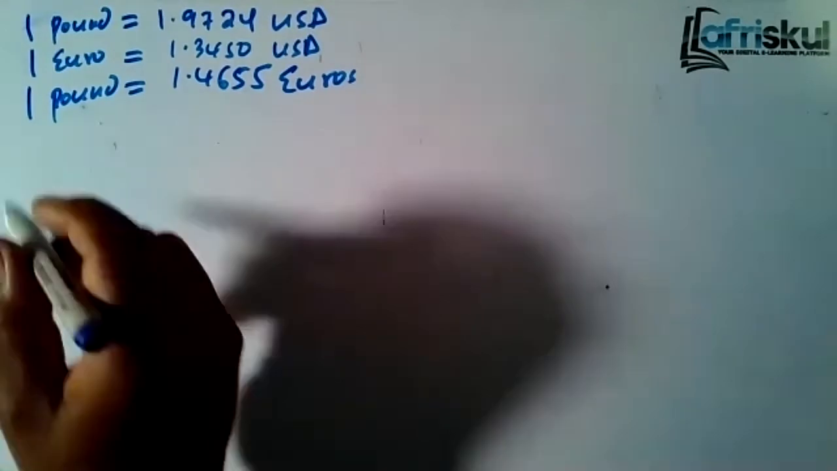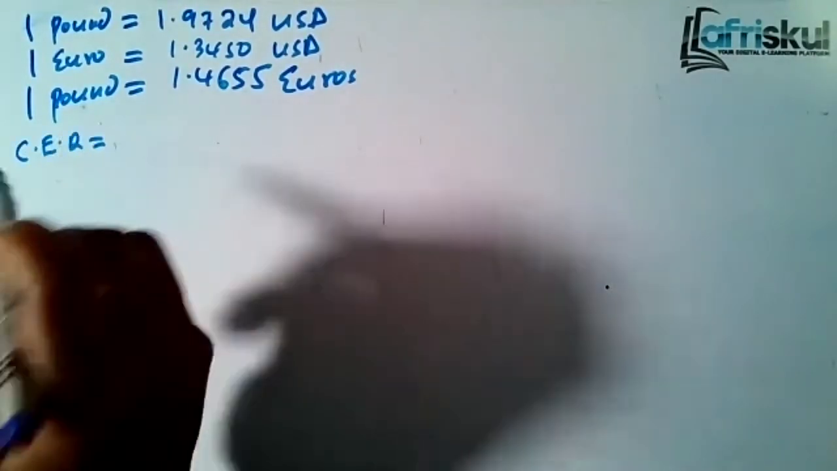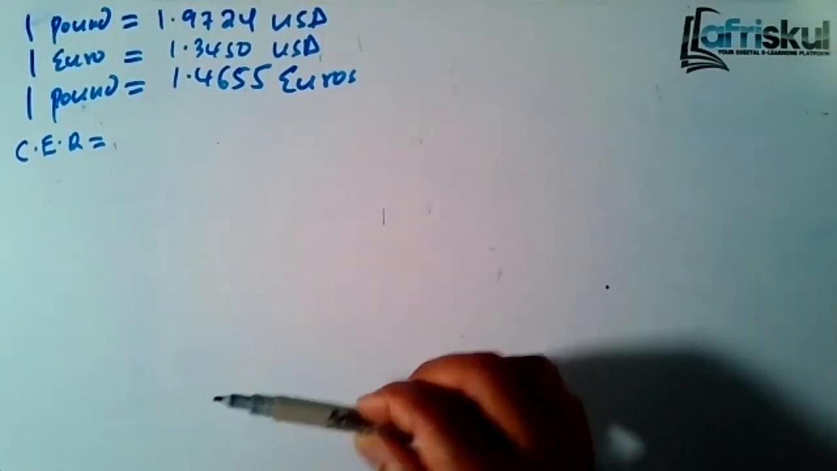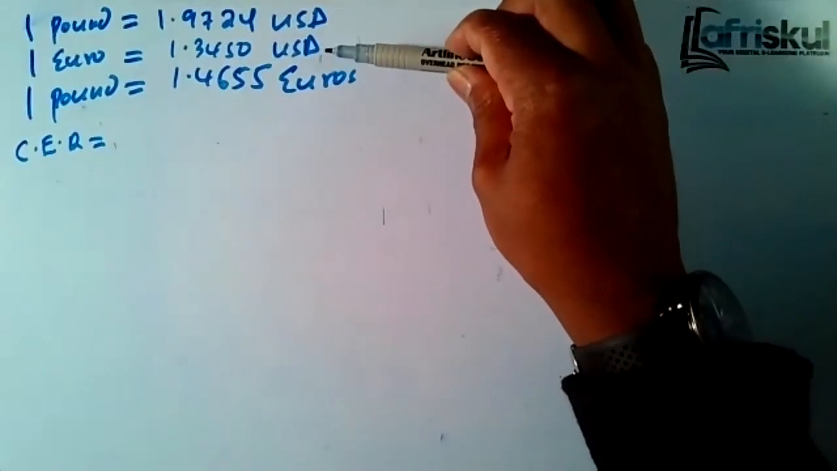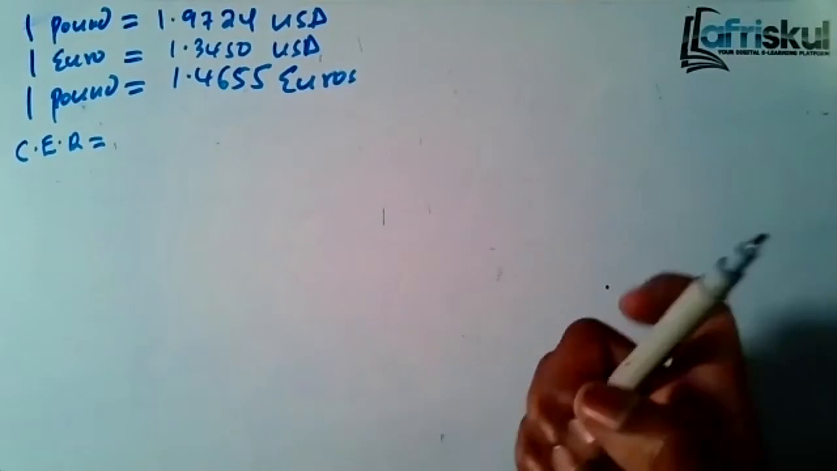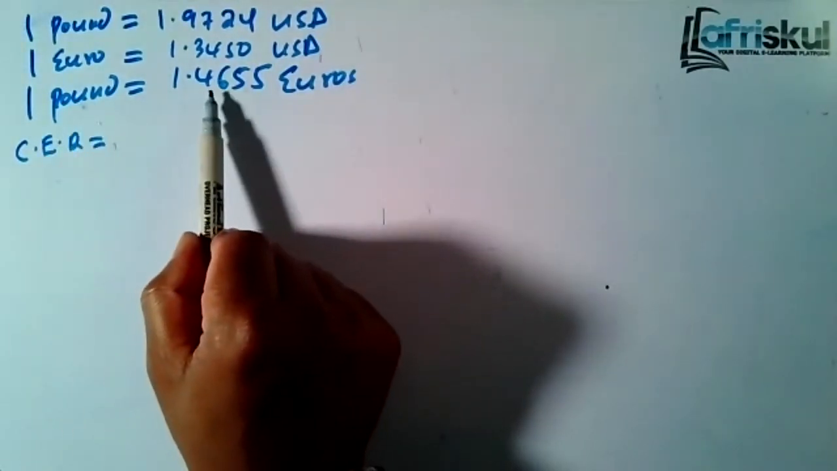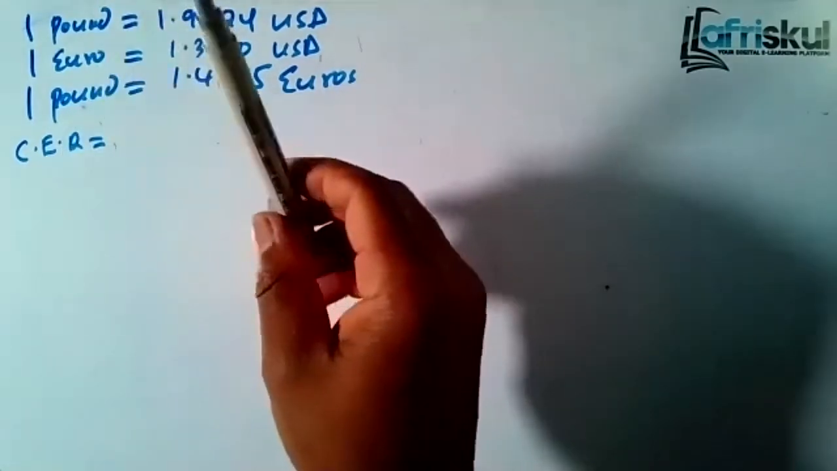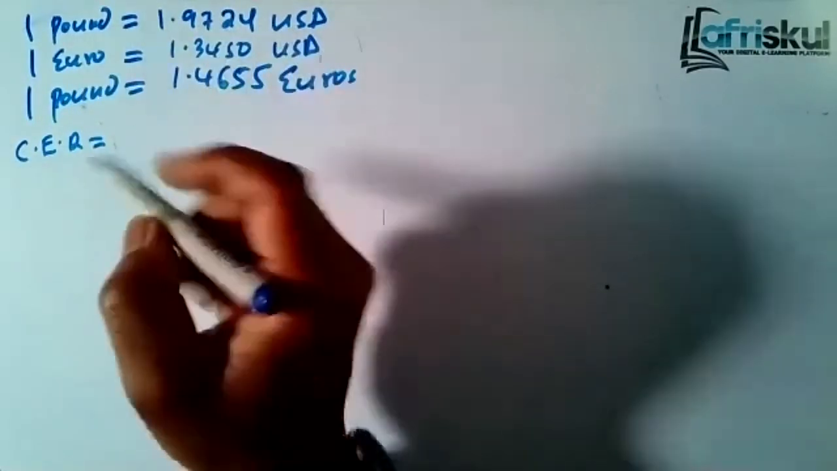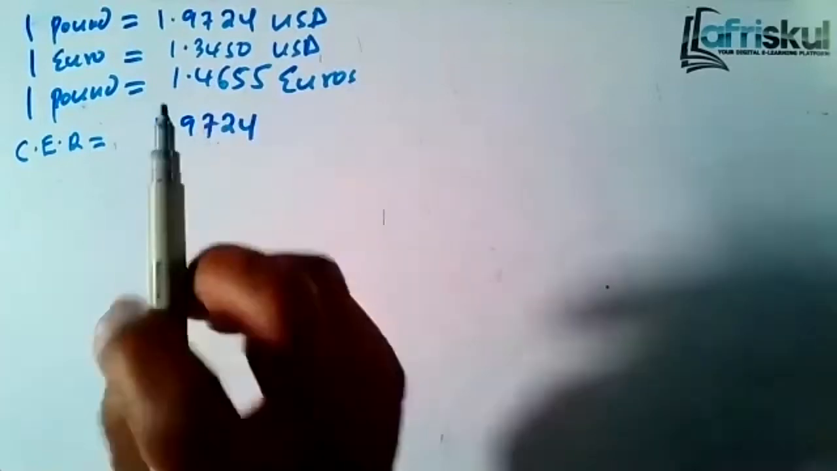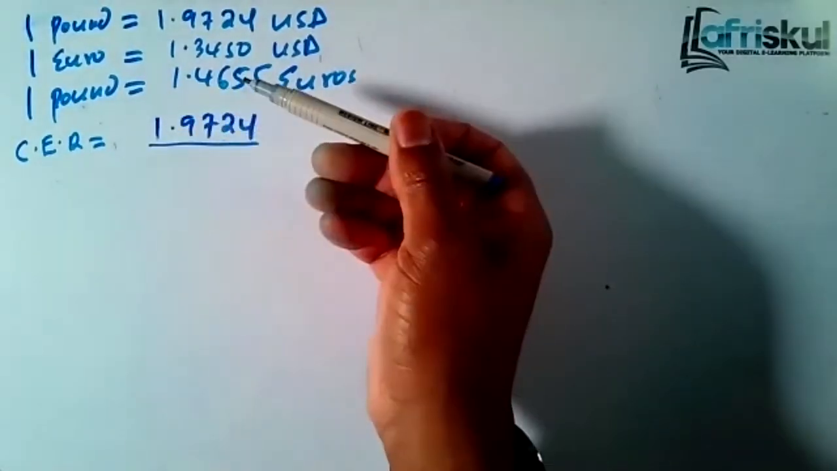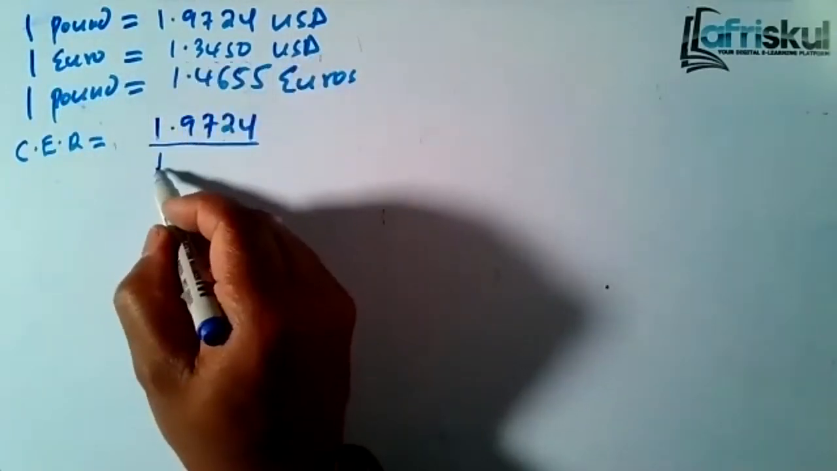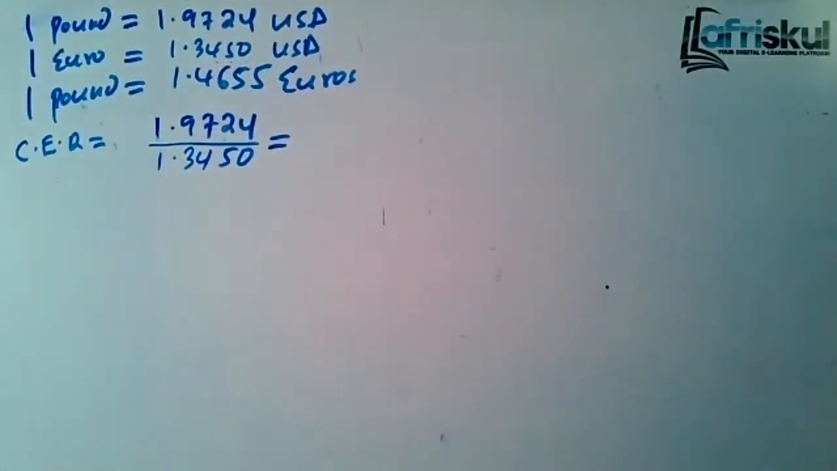So step number 1, you get what we call the cross exchange rate. The cross exchange rate is the value of currency A in dollars over the value of currency B in dollars. How do you determine which is the denominator or numerator? It's the pound against the euro, so value of currency A in US dollars is the pound, 1.9724 US dollars. You divide by the value of currency B in dollars, where 1 euro is 1.3450 US dollars. That's how we get the cross exchange rate.